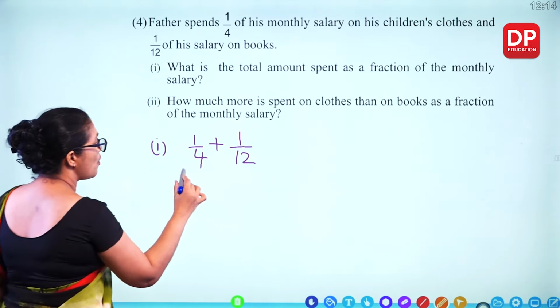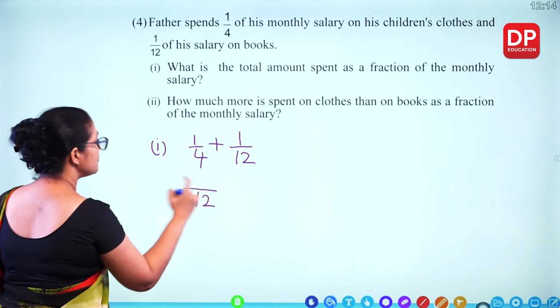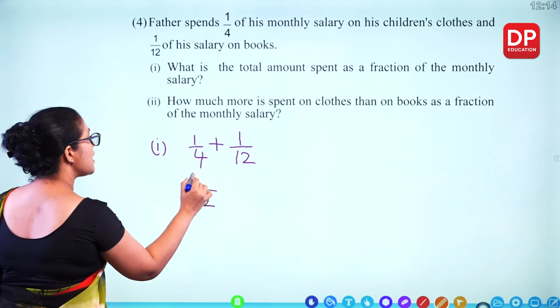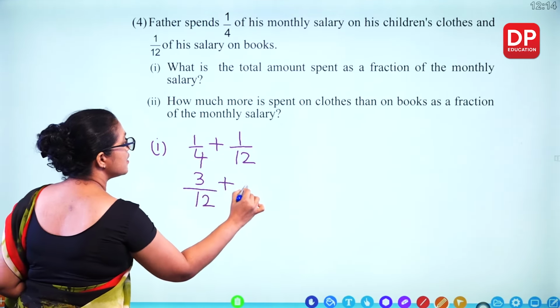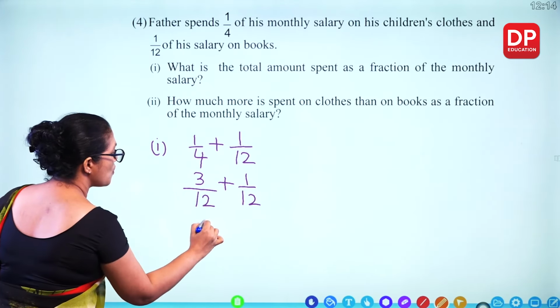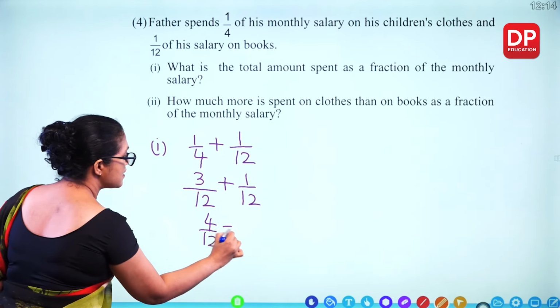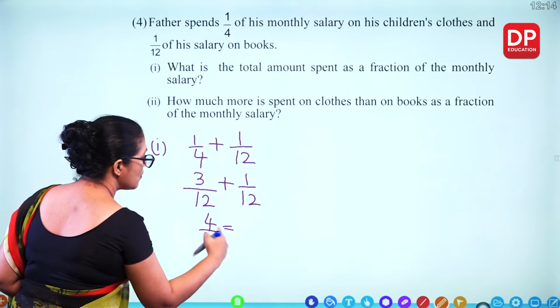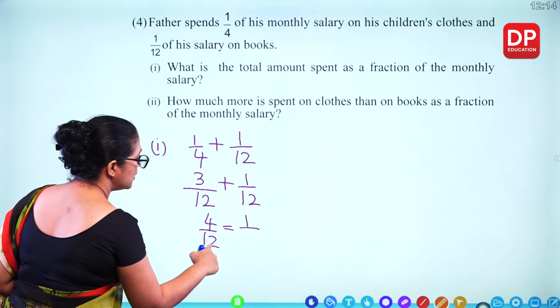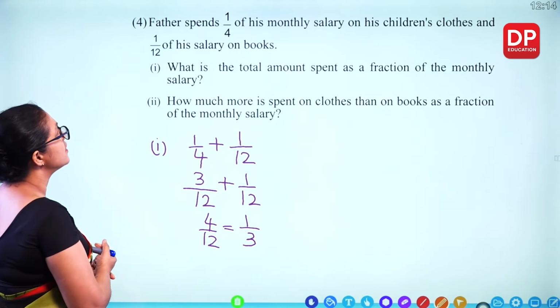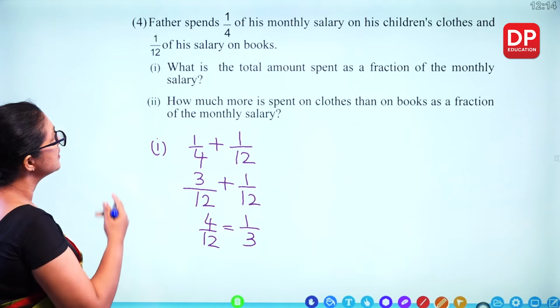So the common denominator is 12. Convert 3 times 4, 3 times 1, 3. So 1 over 12. So 3 plus 1, 4. 4 over 12 means divide by 4. You get 1 over 3. 1/3 of his salary.